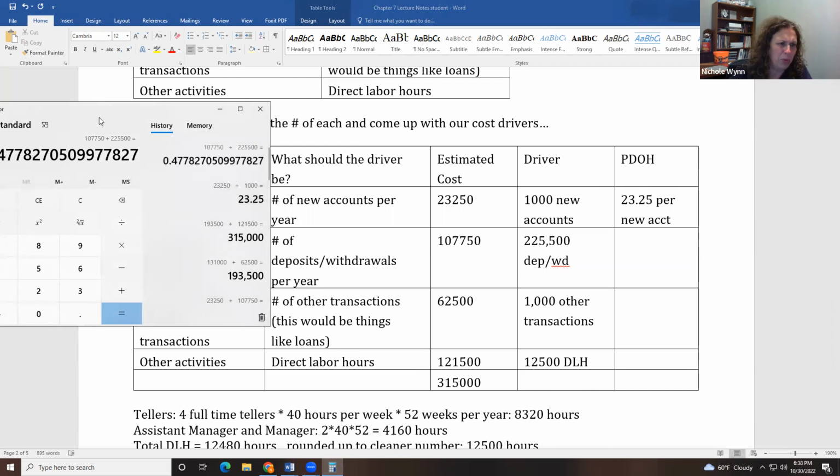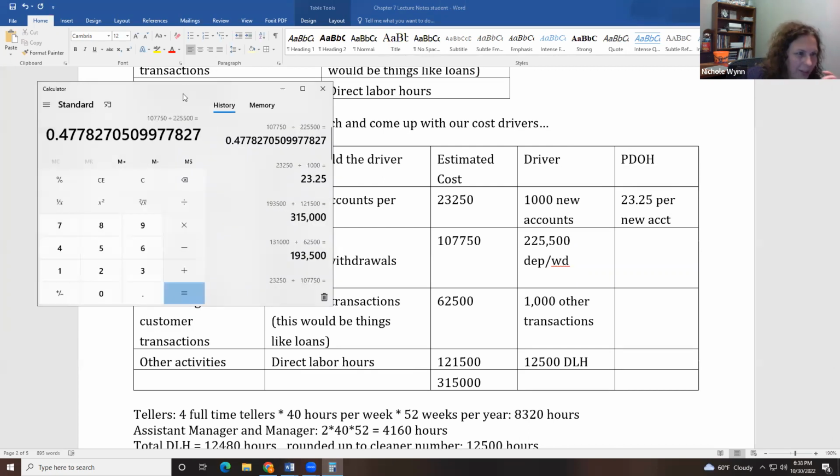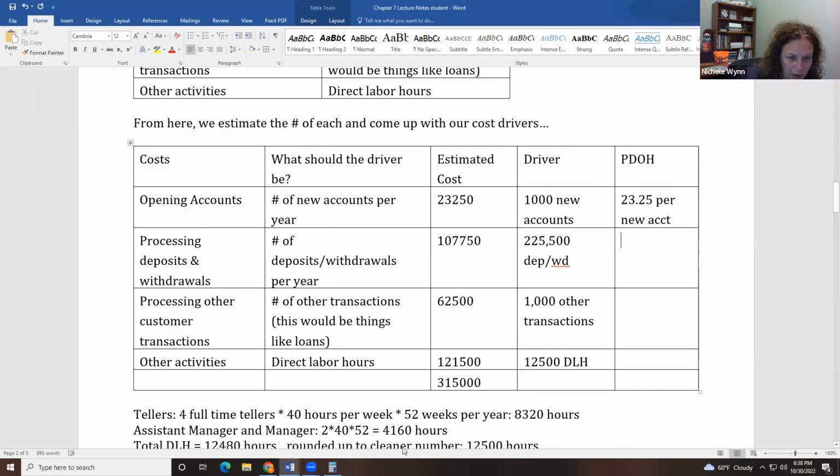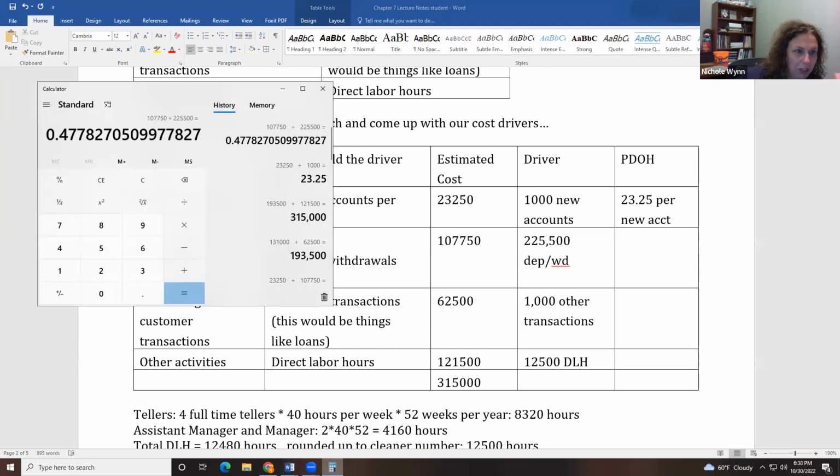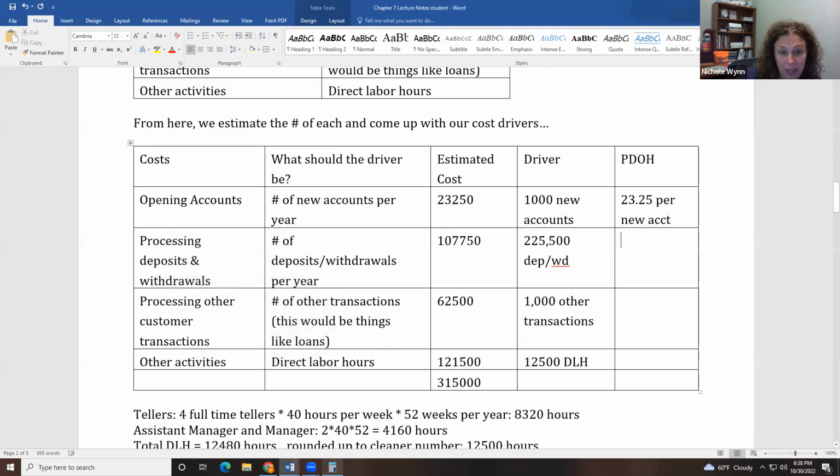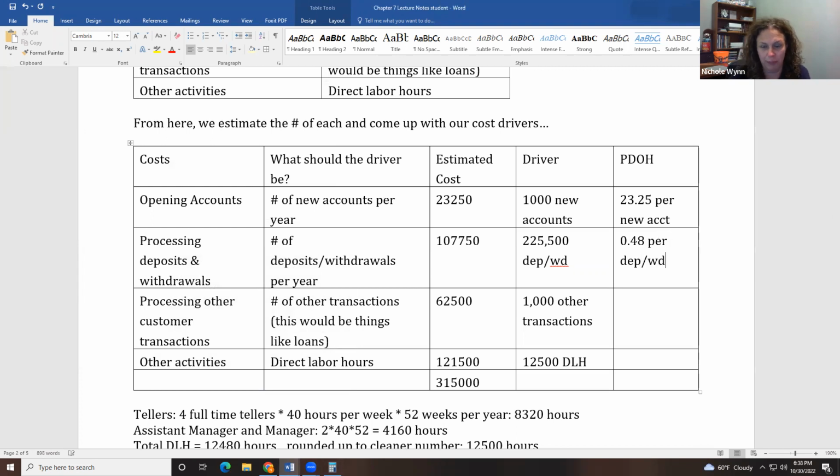Oh no, I wanted that number to be nice. Okay, so we are going to pretend that that number is 48 cents. We're just going to round because I don't have time to mess with this right now. It used to come out nicely, but then I changed all my numbers and here we are. So we're just going to do 48 cents per deposit withdrawal.